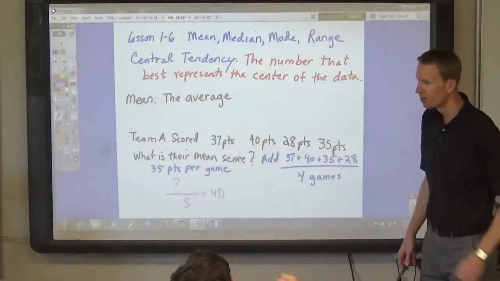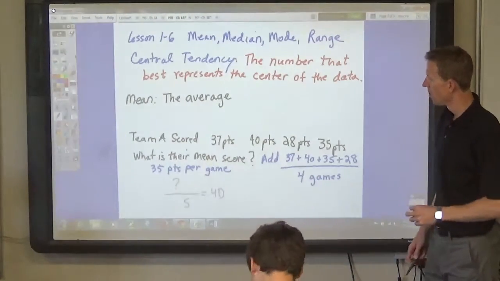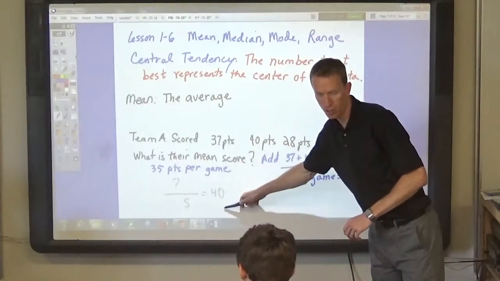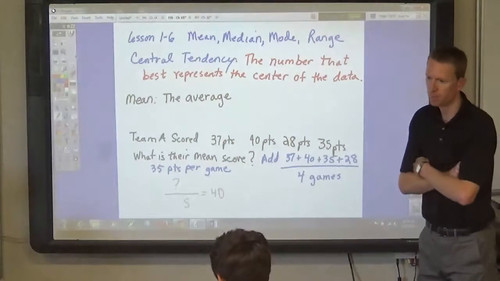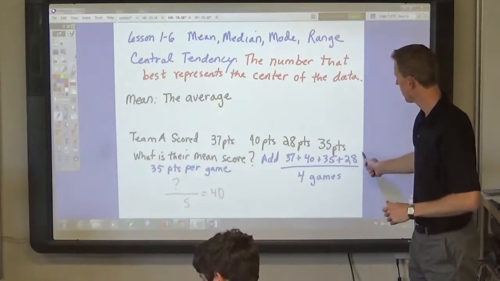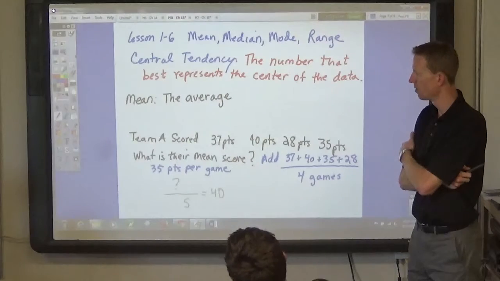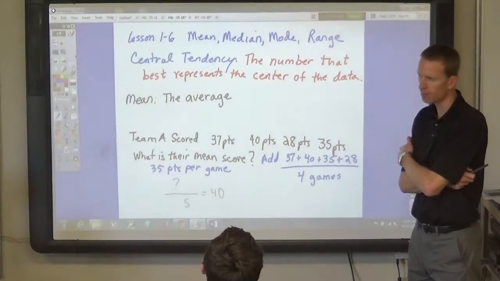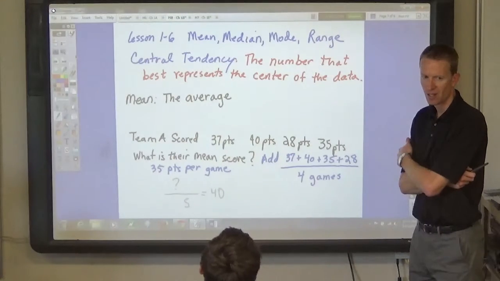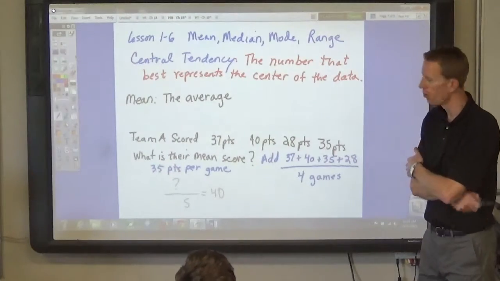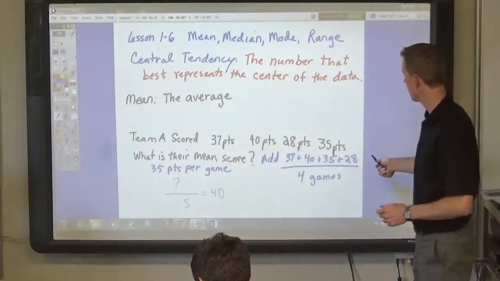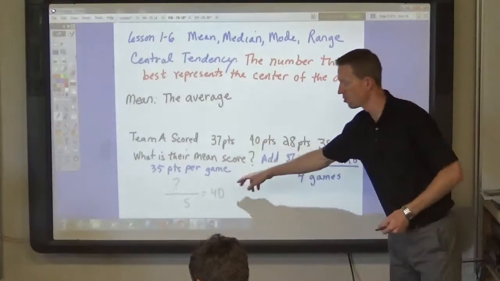Now, what if they wanted to average 40 points? If that was their goal, to average 40 points a game, what would they have to score in the 5th game? Let's work backwards and figure out what would they have to score in the 5th game in order to raise their average to 40.